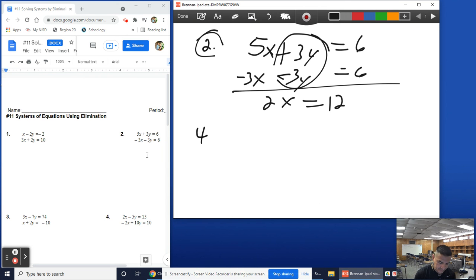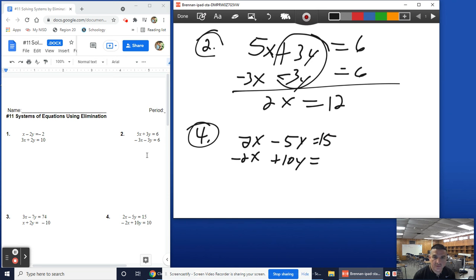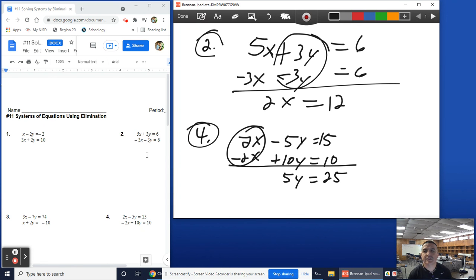Look at 4. 4 has a 2x and a negative 2x. Minus 5y equals 15. Plus 10y equals 10. If I see those 2's are the same but with opposite signs, that's going to go away. Now I have 5y equals 25. Again, one step and I got my y.